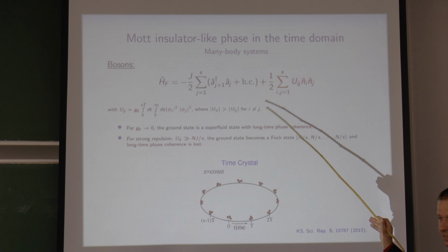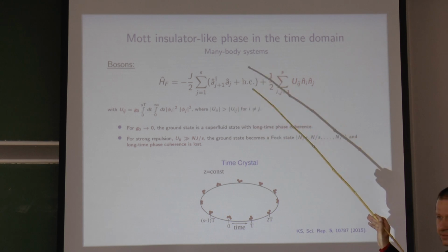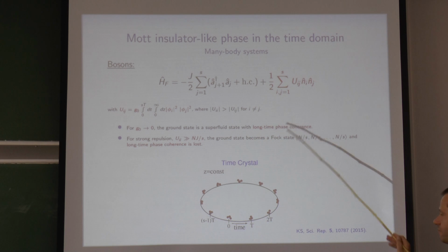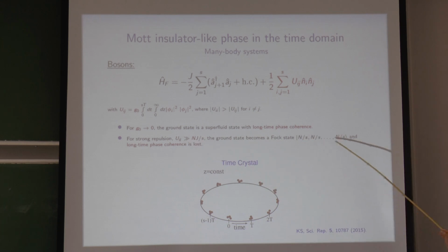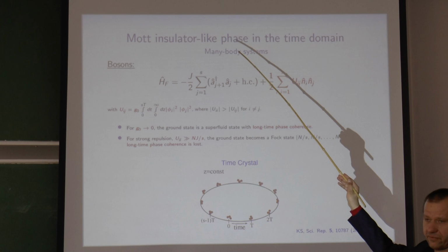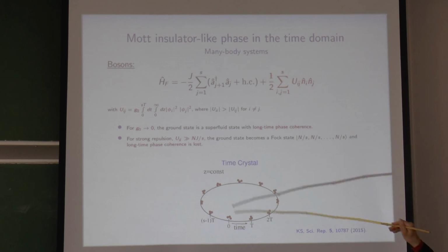If the interactions are negligible, then of course the ground state is the Bose-Einstein condensate with long time phase coherence. When the interactions are repulsive and sufficiently strong, the ground state becomes a single Fock state, the long time phase coherence is lost, an energy gap is formed, and basically the system behaves like a Mott insulator-like state, but in the time domain. If we put the detector at a fixed position in the configuration space, we will observe that a well-defined number of particles are approaching our detector like on some conveyor belt.